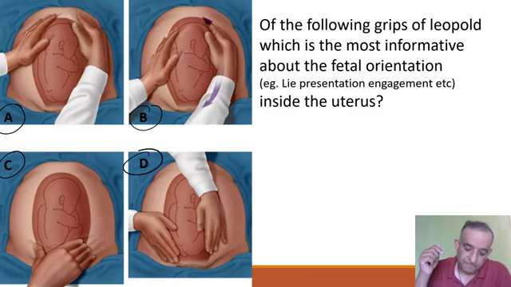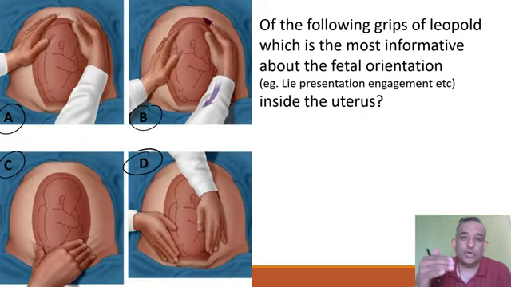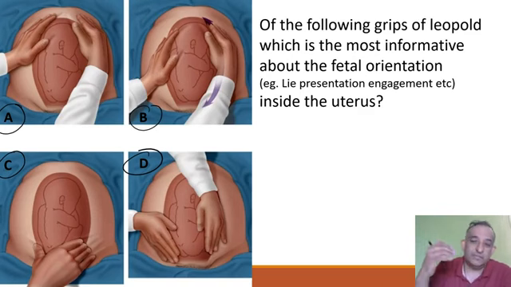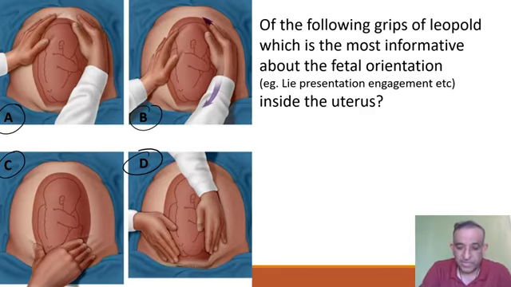So the first one tells us what is occupying the fundus, whether it is the breech or the head. A breech will be soft and irregular, head will be hard and round. Then the second one is a lateral grip. It tells me where is the back and where are the limbs. Third one, you put your hand above the pubic symphysis and see if the lower uterus has a ballotable mass like a ball, then that is the head. If it is non-ballotable, then it is the breech in the lower segment.